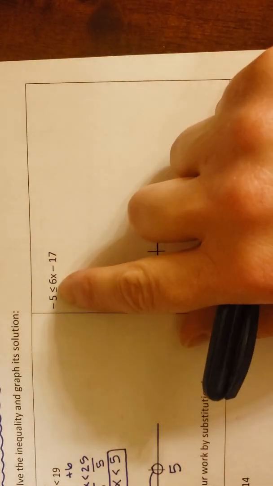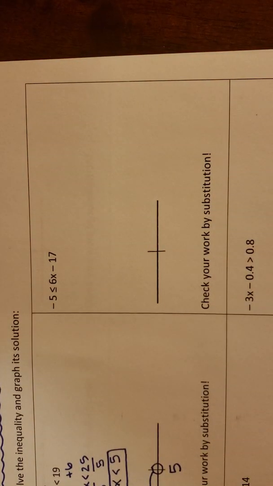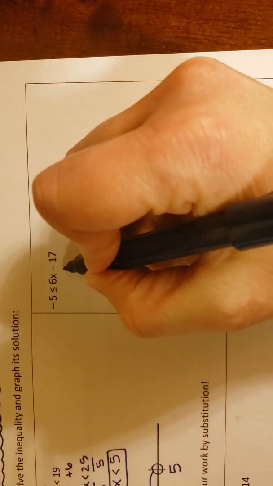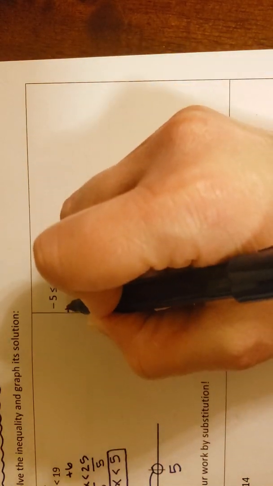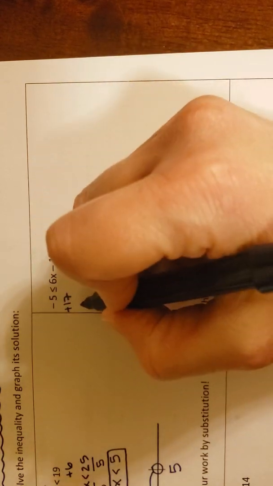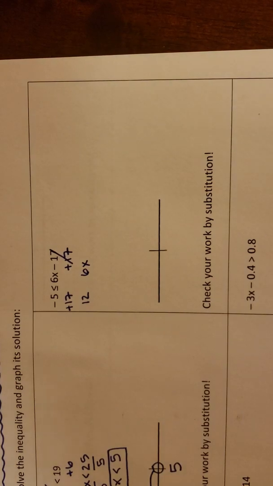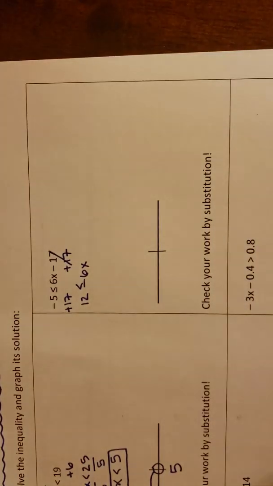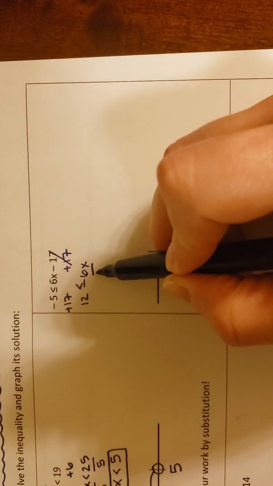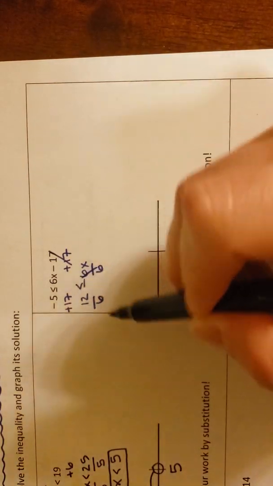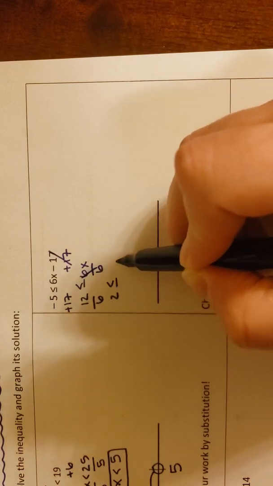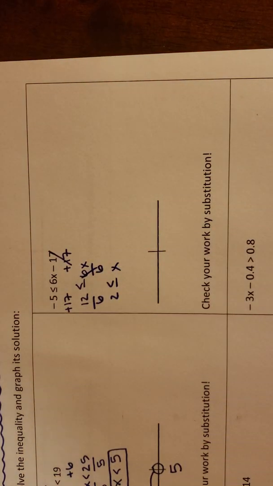Now, if this were an equal sign, what's the first step you would take? Instead of subtracting 17, we're going to use inverse operations to get 12 is something 6x. Did I just multiply or divide by a negative? No, I didn't multiply or divide at all, so I'm going to keep that sign. And then to isolate the x, the reverse of multiplication is division. What I do on one side, I do to the other. So 2 is less than or equal to x because when I divided, it was by a positive, not a negative.